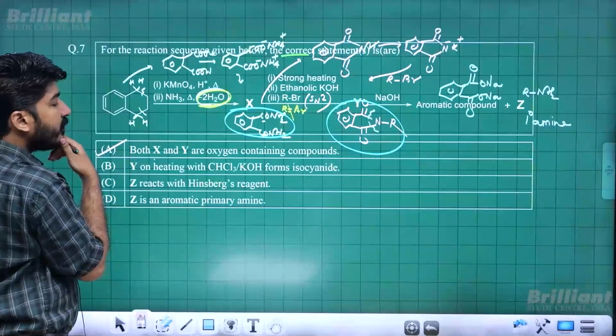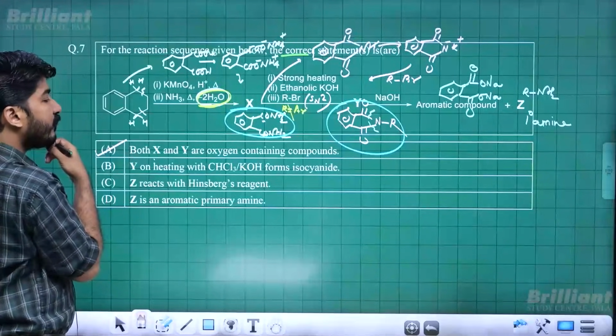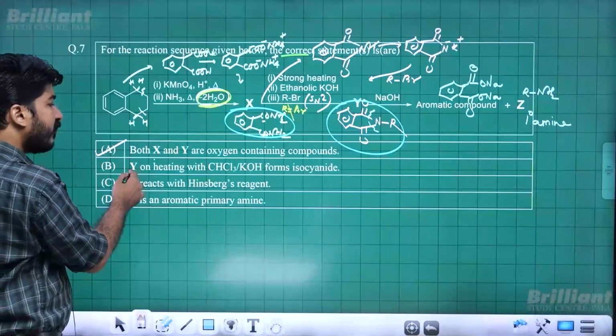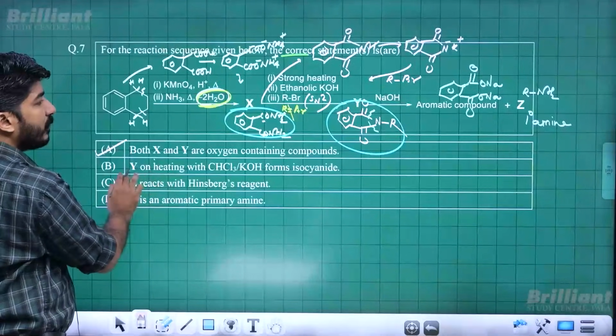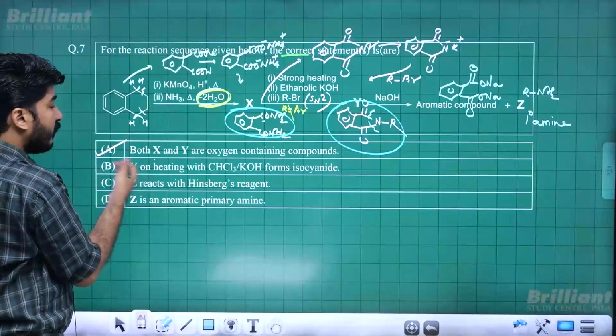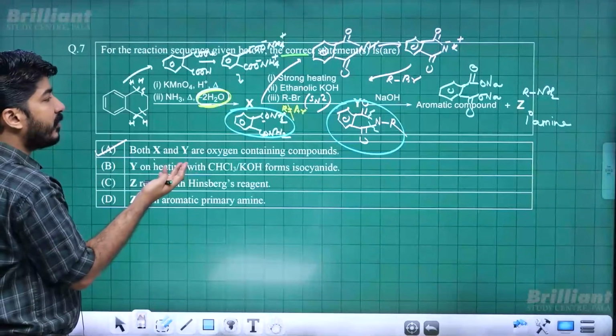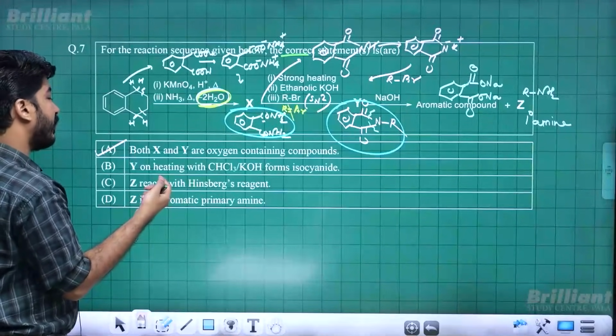Y on heating with chloroform and KOH forms isocyanide. Y is an imide. So this is a general test for amines, primary amines. So this is not a correct statement. Y has to be a primary amine, then it is giving us the isocyanide test.